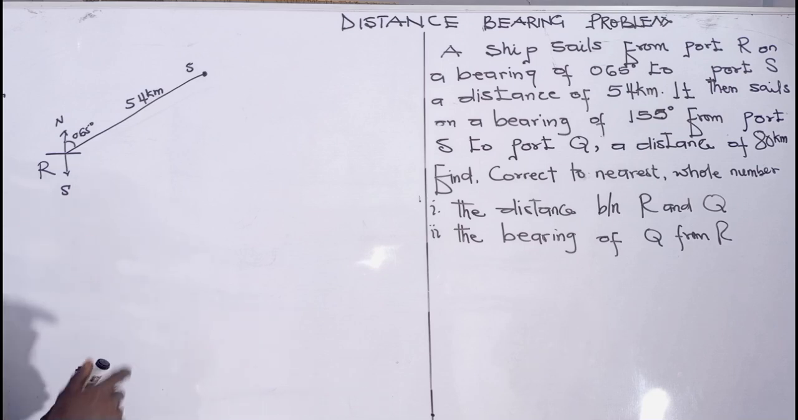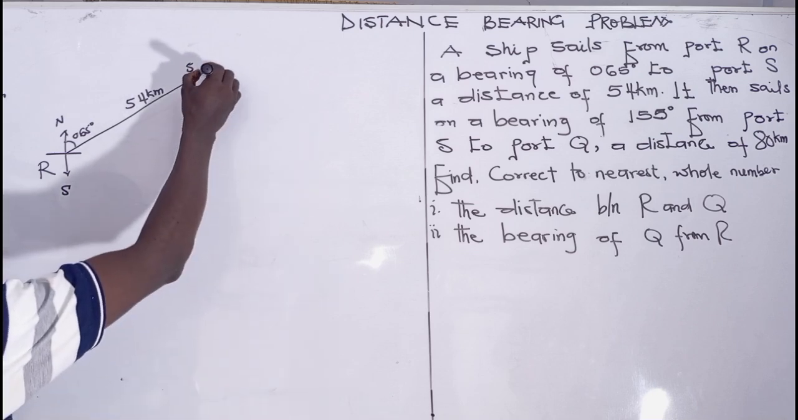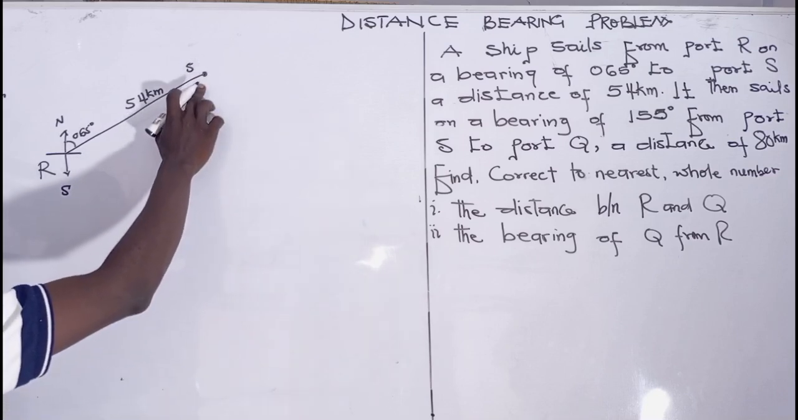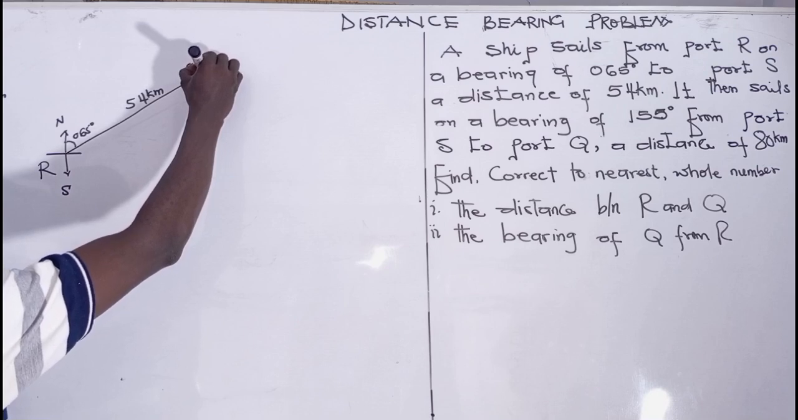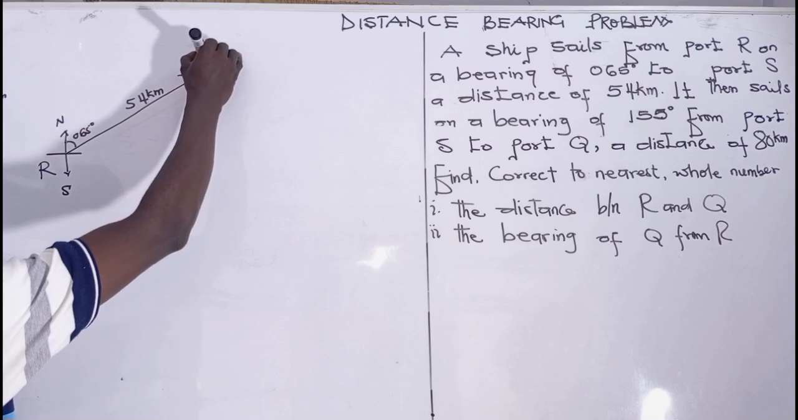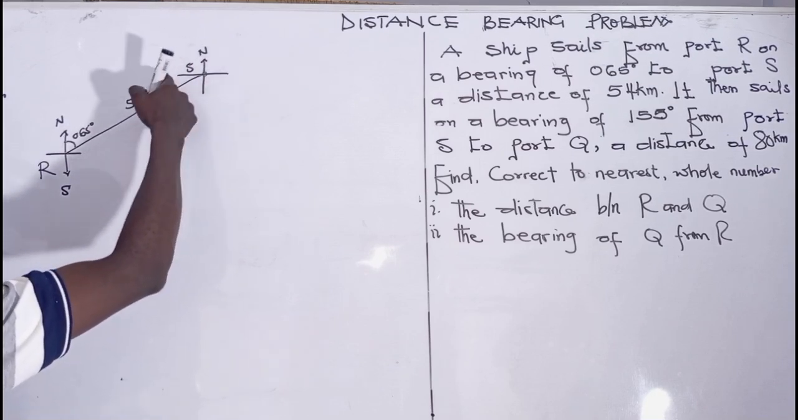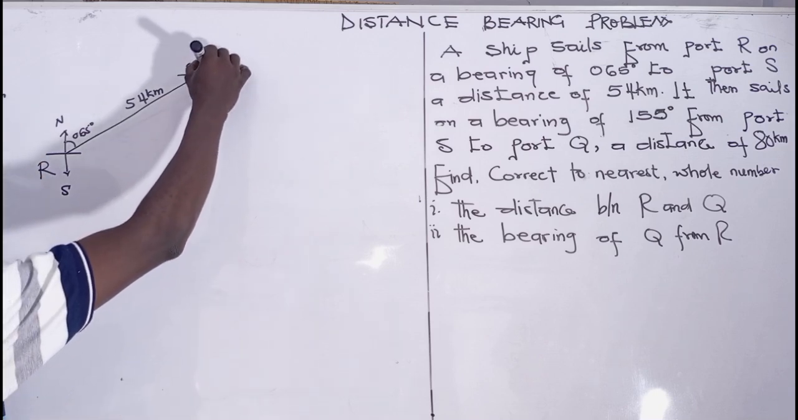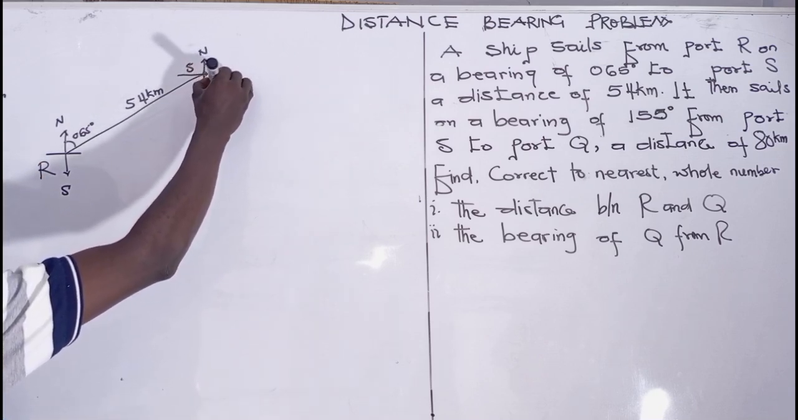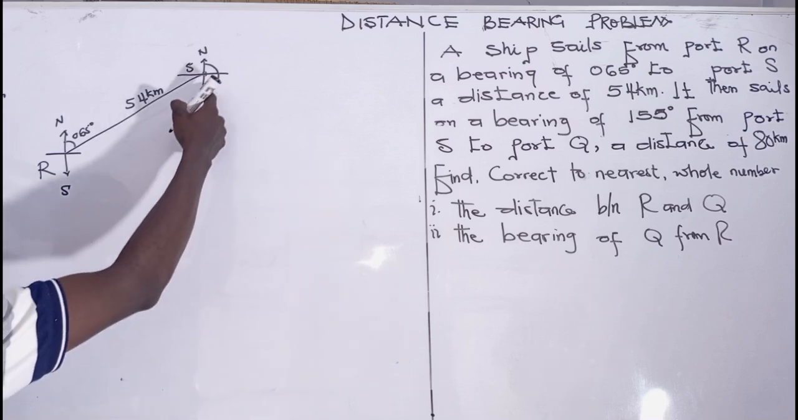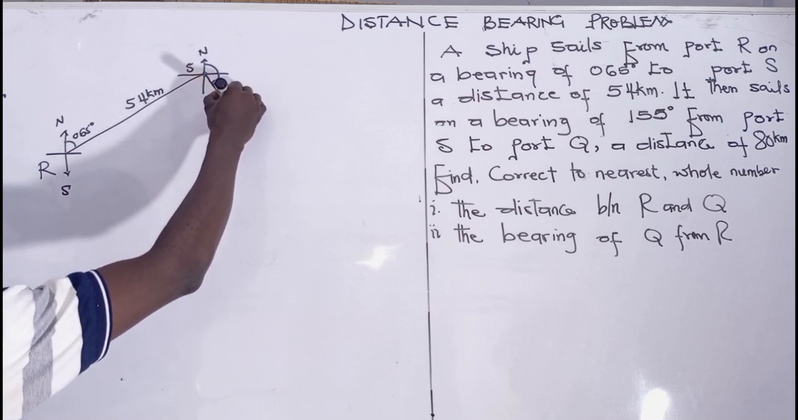It then sails on a bearing of 155 degrees. So from here, it then sails on that very bearing. So we are also going to draw our cardinal points here. This is still our north pole, our south, and then our east, and then west. We are going to start measuring from the north pole. So we have this, and we know that 155 will fall in the second quadrant, right? So it's going to fall here, and then we draw our line.